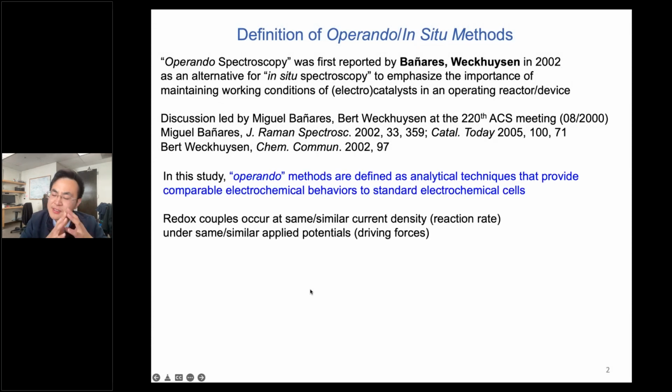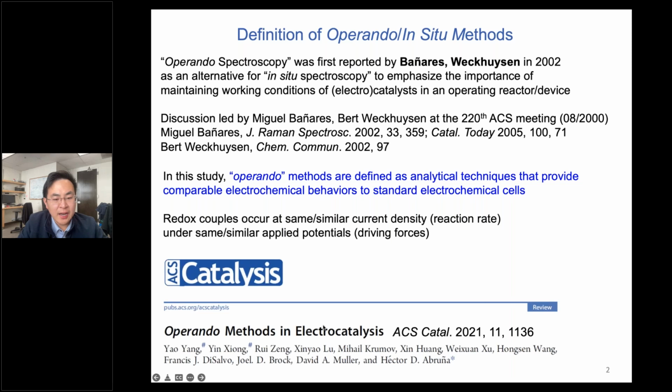In this study, I would like to define operando as the analytical techniques that provide electrochemical behaviors comparable to standard electrochemical cells. What I mean by comparable is a redox couple that occurs at the same or similar current density, which is the reaction rate, under the same or similar applied potentials, which is the driving force for the reaction. I also want to point out that since last year we have a review in acidic catalysis covering recent progress about operando methods, in particular TEM and X-ray studies.